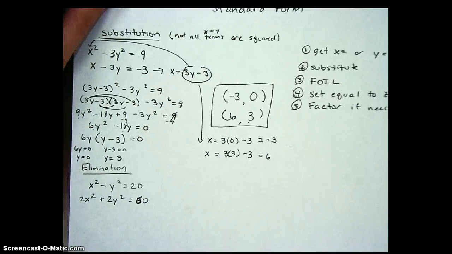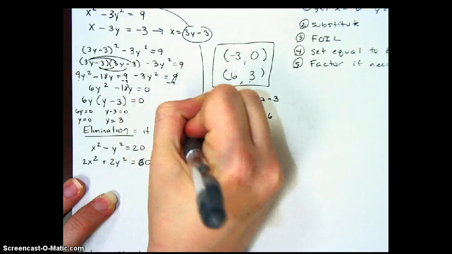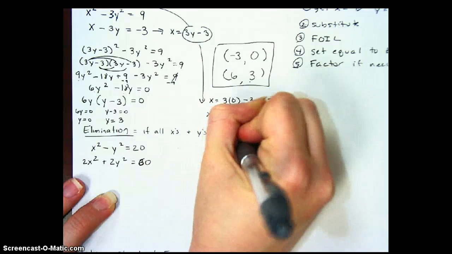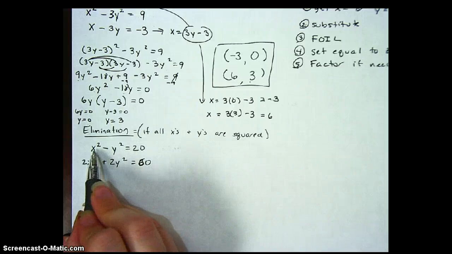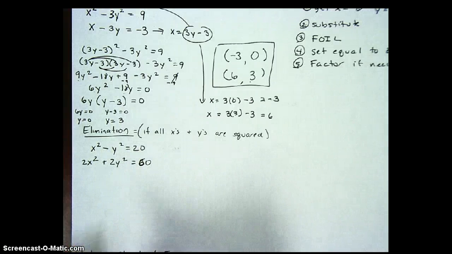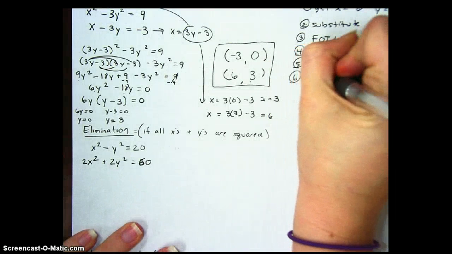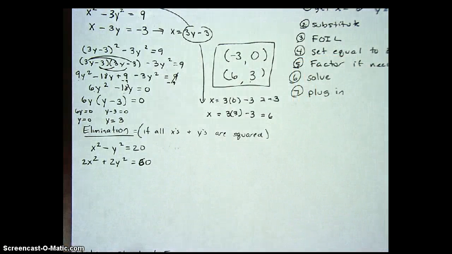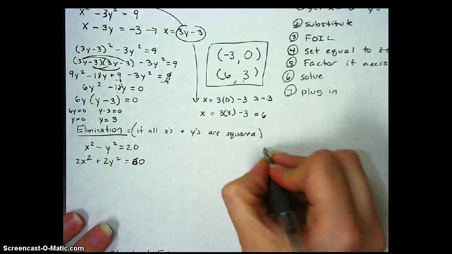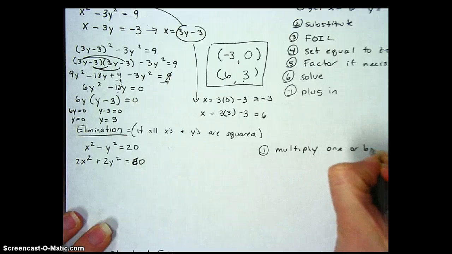Another one we're going to try here is elimination. So elimination we're going to use if all x's and y's are squared. Okay, so here are both x's, x is squared, y is squared, x is squared, y is squared. Since all terms are squared on this left-hand side, we can use elimination. In order to do elimination, let's go back here, we're going to add solve, and 7 would be plug in, just to finish off our steps. So on elimination, the first thing we want to do is multiply one or both equations.